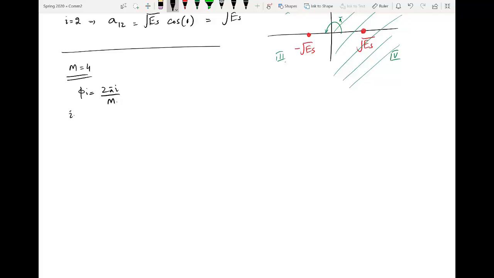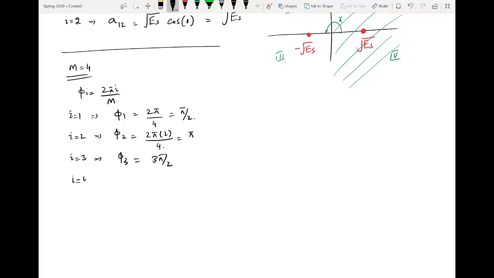So for i equal to 1, we will have phi_1 equals 2 pi divided by 4, which is pi by 2. Similarly, for i equal to 2, we will have phi_2 equal to 2 pi into 2 divided by 4, which is pi. For i equal to 3, we will have phi_3 equals 3 pi by 2. And for i equal to 4, we will have phi_4 equals 2 pi, which is again 0.